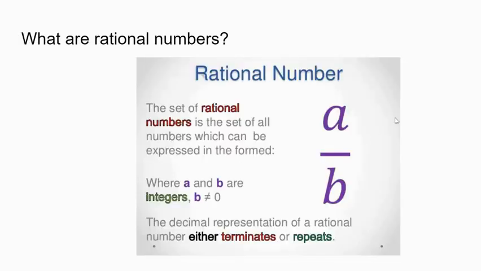What are rational numbers? The set of rational numbers is the set of all numbers which can be expressed in the form a over b, where a and b are integers, and b cannot be 0. b cannot equal 0. The decimal representation of a rational number either terminates or repeats.